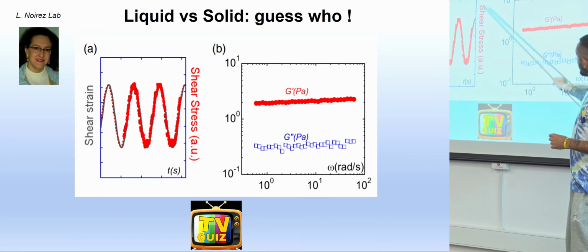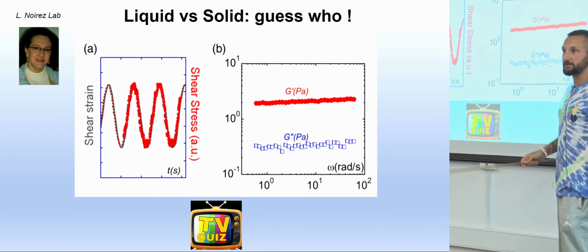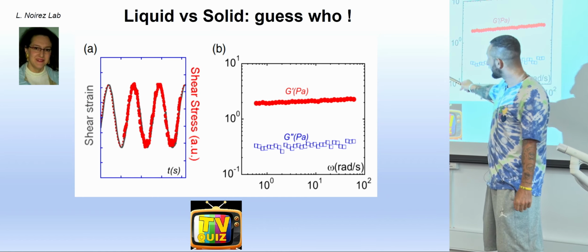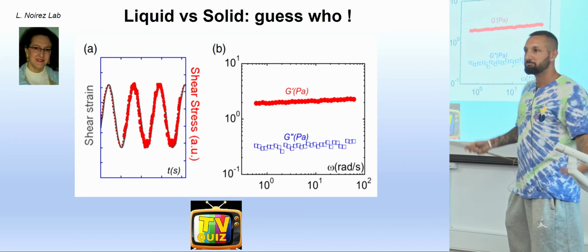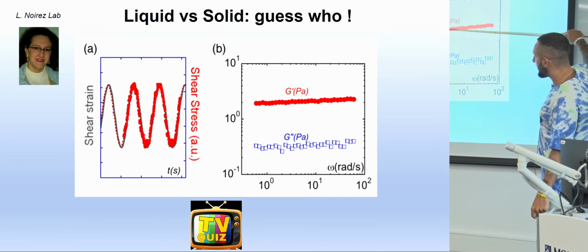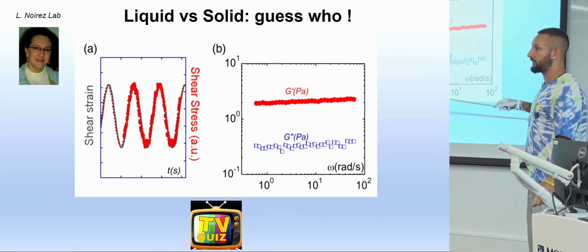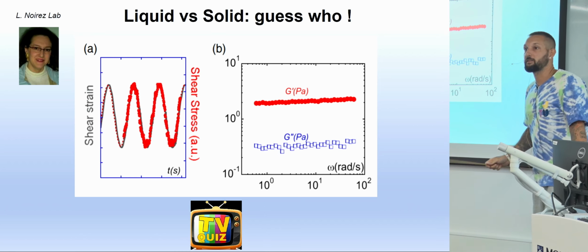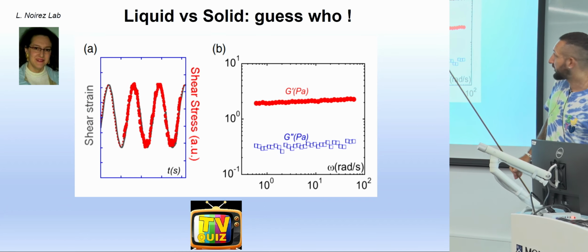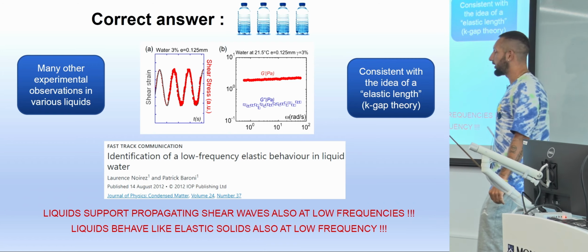So here you can see what her experimental data show. You see that the response is completely in phase. And if you look at the response function, you see that the real part is at least one order of magnitude larger than the imaginary part, and it's flat. So you would say, well, it's a solid. Well, of course, it's not a solid. This is actually water. So what's going on here?